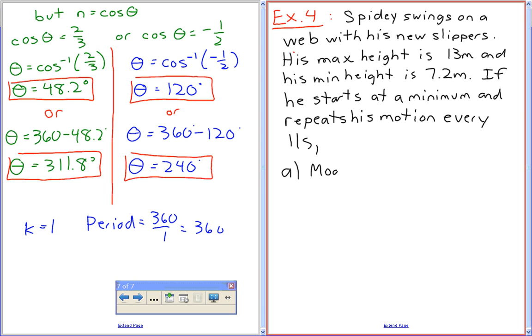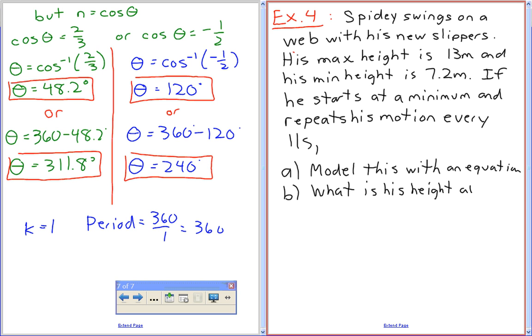Model this with an equation. B, what is his height after 8 seconds? C, list the first 4 times he has a height of, we'll say 10 meters.